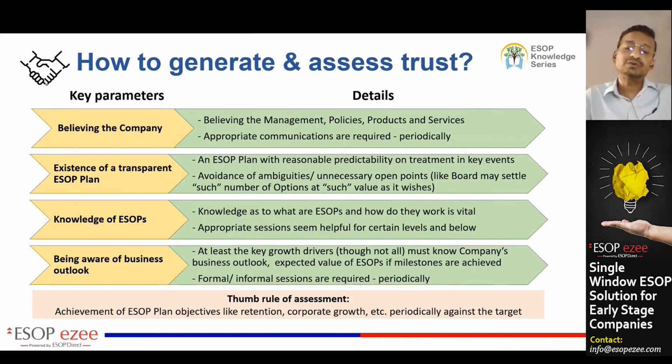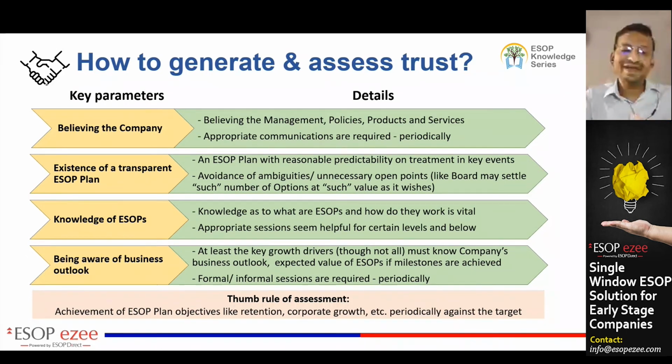And an ESOP plan never works without the employees' trust. So there must be employees' trust. It may not be 100% employees' trust, but definitely there must be employees' trust. That's why companies use ESOP plans to achieve their objectives. And ESOP Direct has been conducting an ESOP survey for more than a decade or so, and we always ask all the participants to what extent the companies used to achieve the ESOP plan objectives, like retention, corporate growth, and other ESOP plan objectives.